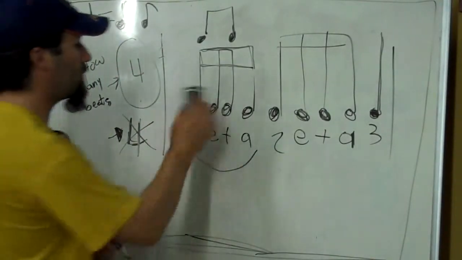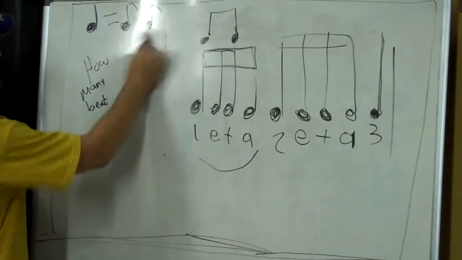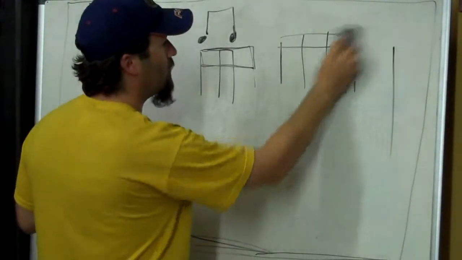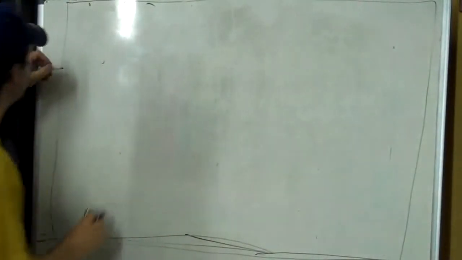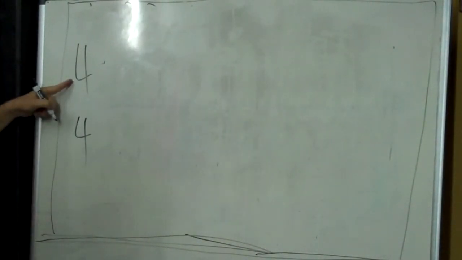Okay, good. Alright, I'm going to erase this and make it smaller so I can fit all my notes in here. In fact, let me erase all this stuff. Give myself a little bit more room, because we have more notes, so we need more room to be able to write all these notes in there. Okay, so we're at 4 over 4. The top number means what? 4. I mean, how many beats?